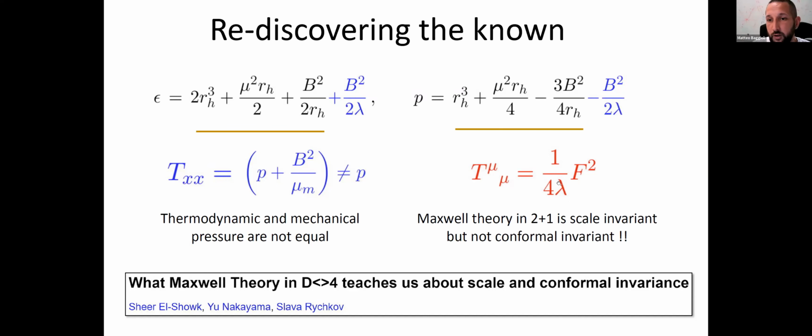If you take Maxwell theory in dimensions different from 4, for example 3 or 5, you will discover immediately that Maxwell theory is scale invariant, but it's not conformal invariant. That means that the trace of the stress tensor does not need to vanish. It just needs to be equal to the divergence of a vector, which is called the virial current. And for the case of Maxwell, that result is exactly what we found out with holography.